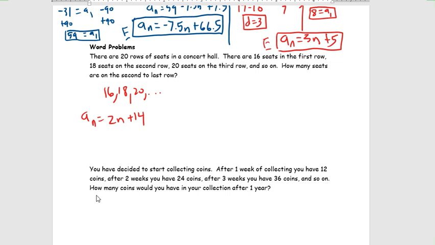We want to know the second to last row. Well, if there's 20 rows in this concert hall, that will be row 19. So we're looking for a sub 19. So that equals 2 times 19 plus 14. So that will be 38 plus 14. Or on the 19th row, there are 52 seats.